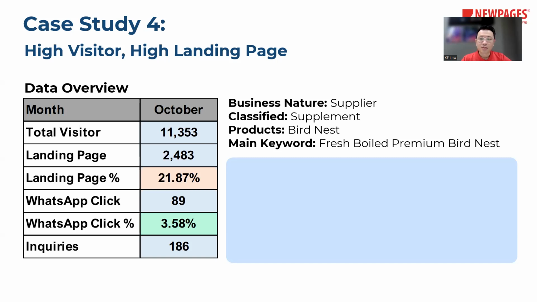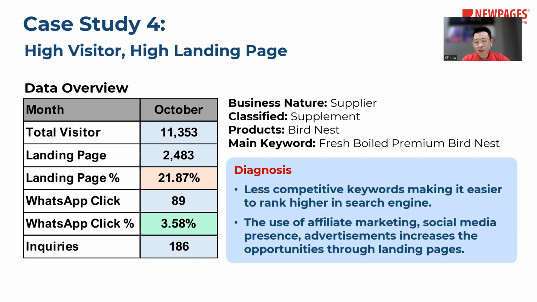So sometimes your customers might search for fresh bird nest or boiled bird nest, or maybe premium bird nest. So when they have this kind of keyword combination, chances are people can find you, and therefore it becomes less competitive. And when it becomes less competitive, it's easier to rank higher in search engine.